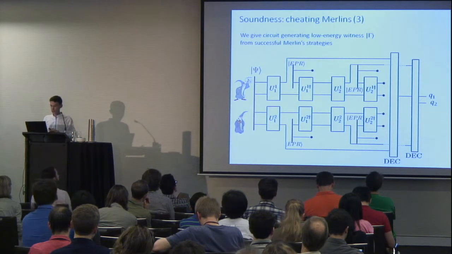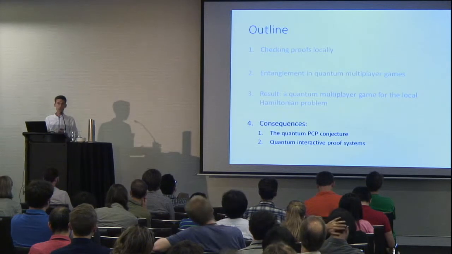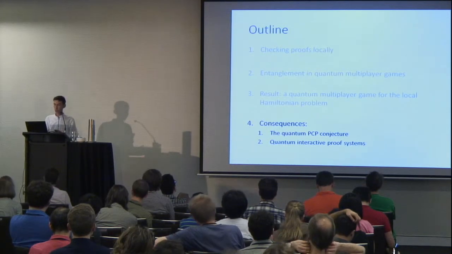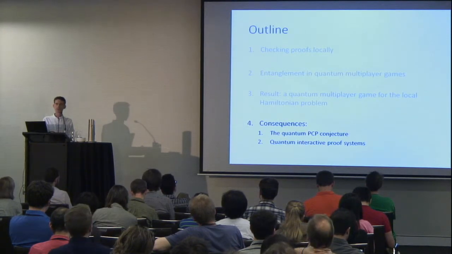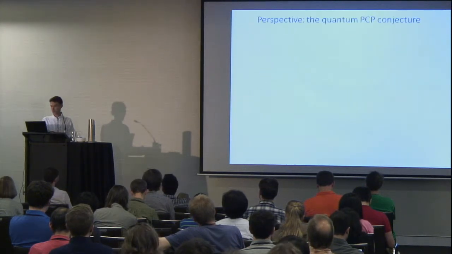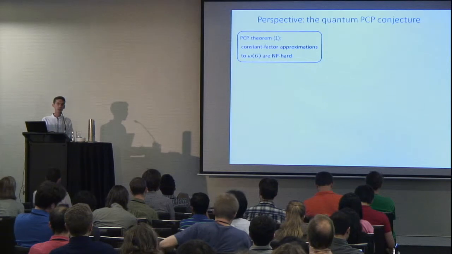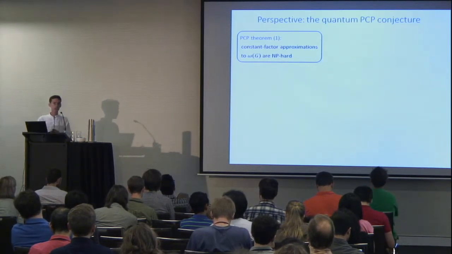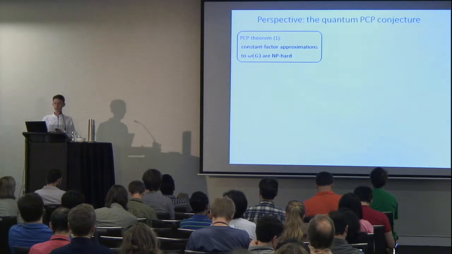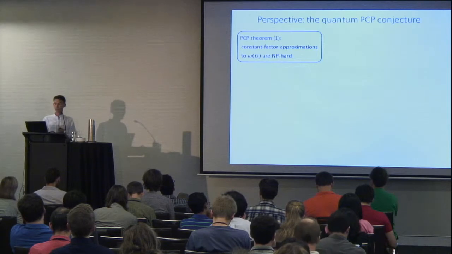Instead, I want to spend the last 5 minutes just describing some consequences of the result. First to this thing called quantum PCP conjecture, and then to quantum interactive proof systems. So let's look at this quantum PCP thing. So first, let's go back to the PCP theorem that I mentioned in the first slide. There are 2 equivalent statements of the PCP theorem that you can make. I made both of them in my original slide.